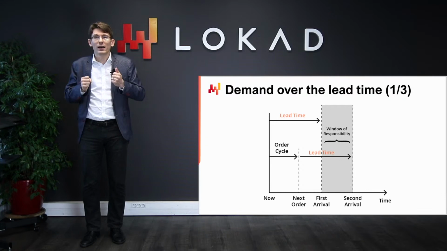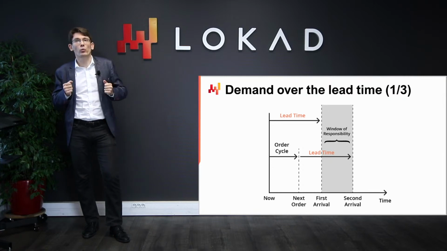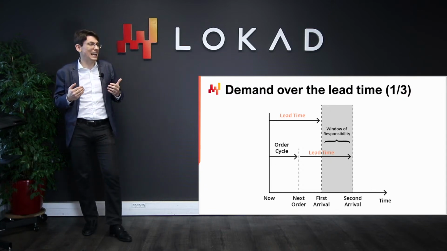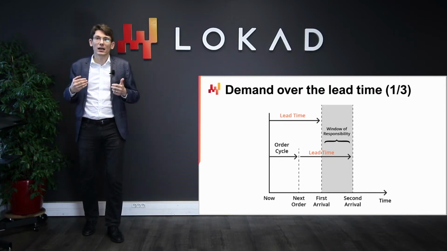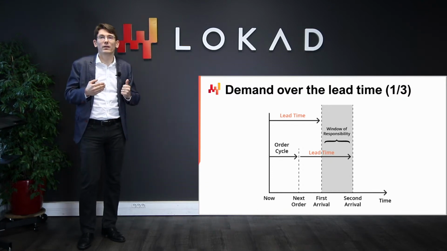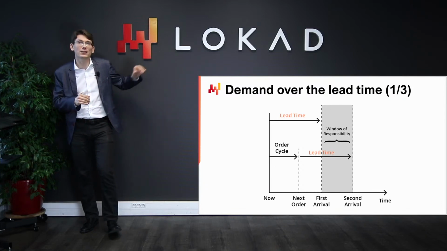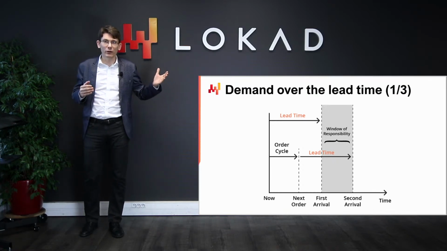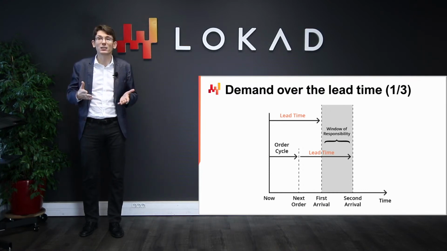We can reorder now, and if we do so, the goods will arrive at the point of time noted as first arrival. Later, we will have another opportunity to reorder. This later opportunity happens at a point of time noted as next order. And in this case, the goods will arrive at the point of time noted as the second arrival. The period indicated as the window of responsibility is the period that matters as far as our reorder decision is concerned. Indeed, whatever reorder we decide won't arrive before the first lead time.